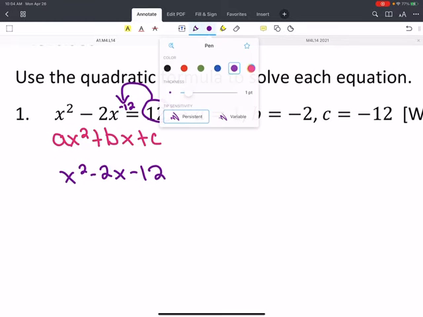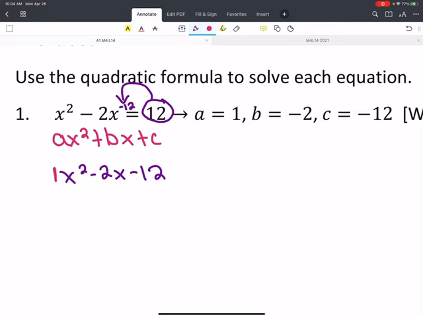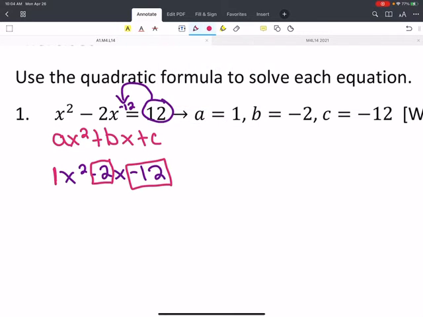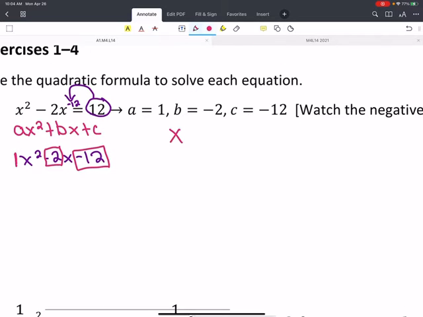Well, in each of these places, you can see I could put that 1 there. B would be negative 2, and C would be negative 12. So in the quadratic formula, we simply substitute what we know. X is equal to negative b plus or minus the square root of b squared minus 4ac, all over 2a.